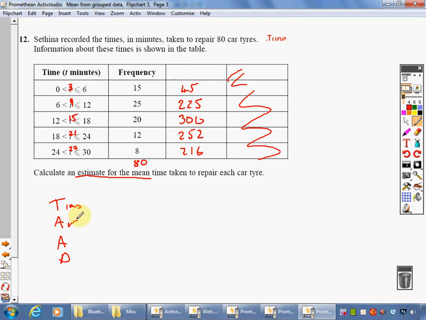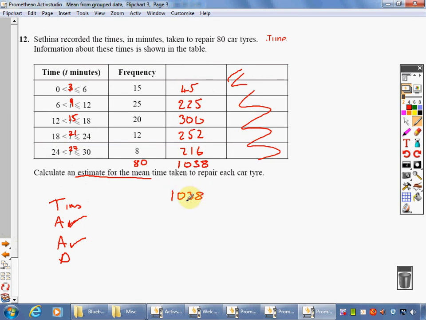So 216 plus 252 plus 300 plus 225 plus 45 equals 1038. Sorry, that's my adding done. I've now got a second add to do there. Well, I've done that already because I knew they came to 80. So that's 80. I've now got to do my divide.